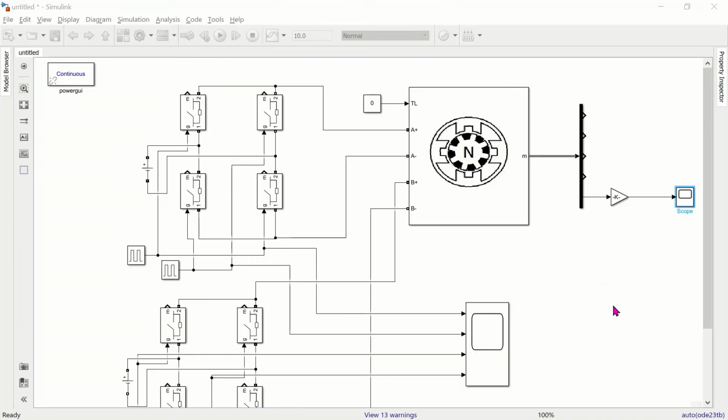Through this simulation, we learned how to run the permanent magnet stepper motor in half step mode and full step mode.